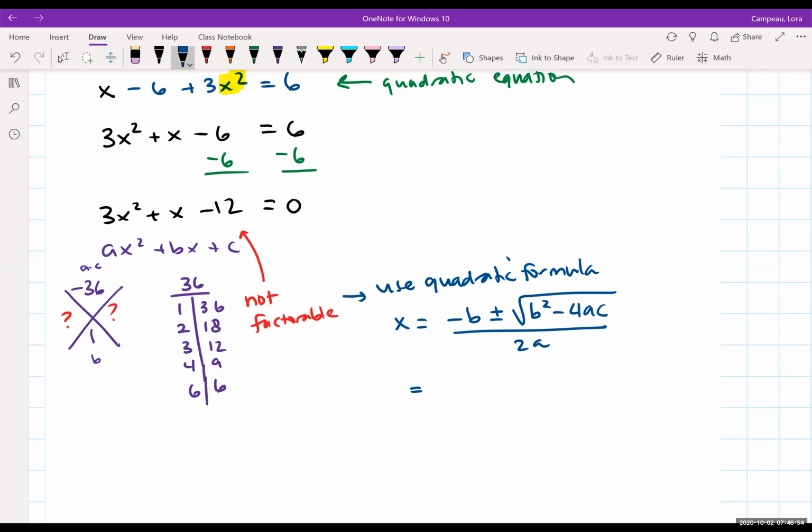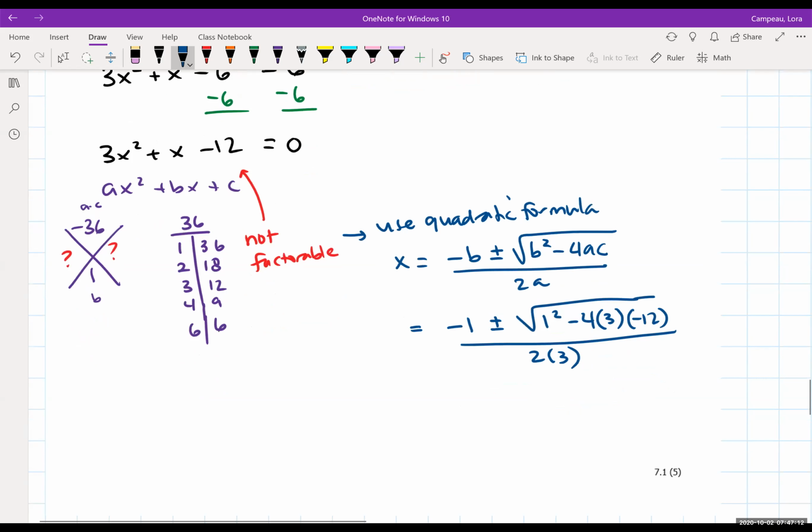B is 1. So we have negative 1 plus or minus the square root of 1 squared minus 4 times a is 3, and c is negative 12. So that's all over 2 times a, or 2 times 3. So we can simplify a little bit more. Negative 1 plus or minus the square root of 1. Now 4 times 3 times 12, I'm going to use my calculator. That is a positive 144. That's going to be all over 6.